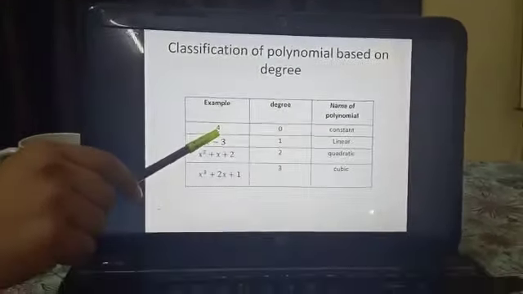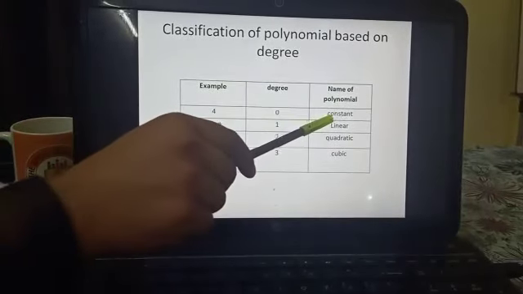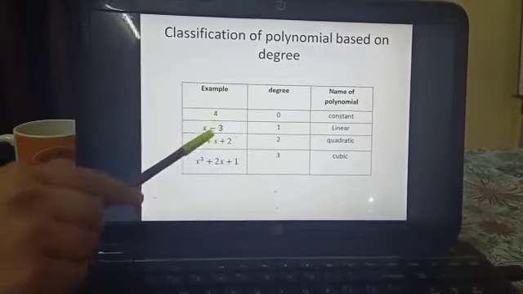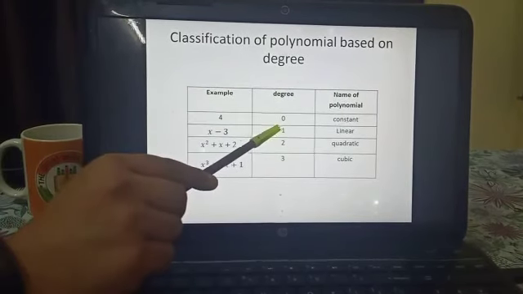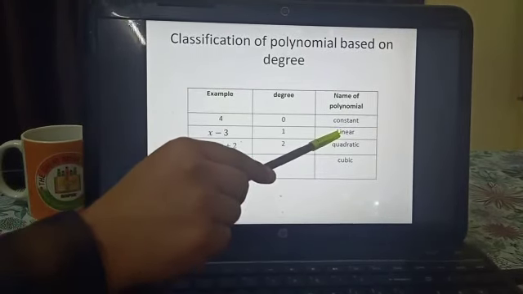4 is a constant polynomial whose degree is 0. That's why this polynomial is called a constant polynomial. Here the degree is 1 because the highest power is 1. As the degree is 1, it is named a linear polynomial.